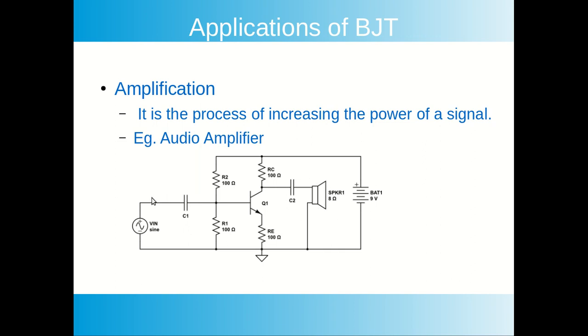Instead of this Vin, a voltage source here, if we connect a microphone like this, that is actually the audio amplifier. Now it is a proper audio amplifier. You connect a microphone, 2 wires from the microphone as input to this amplifier, and we get the output like this. So we get the signal amplified here.